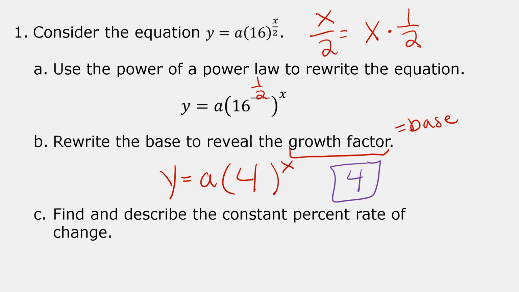So one more time, I think your paper says rate of change, but it's just a growth factor for part B. Part C, that's when we're going to find the rate of change. So your percent rate of change, that's your R value. So this is where we want to think of 1 plus what would get me to 4. It's like this is our base right here. So what would I have to add to 1 to get to 4? 3. So R is 3.